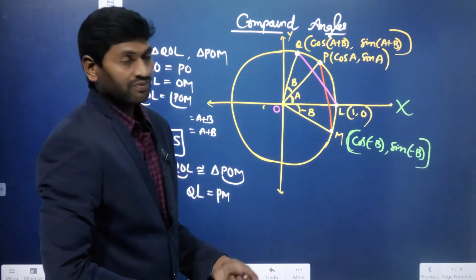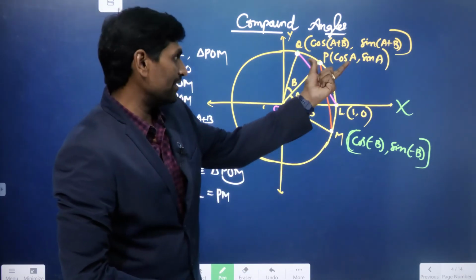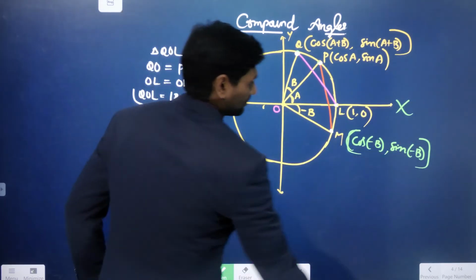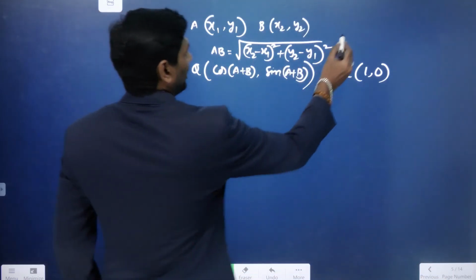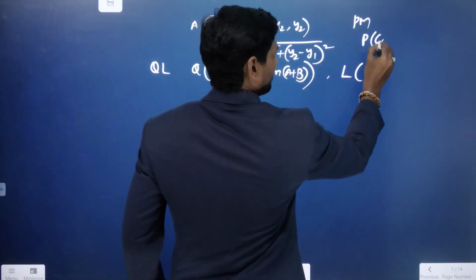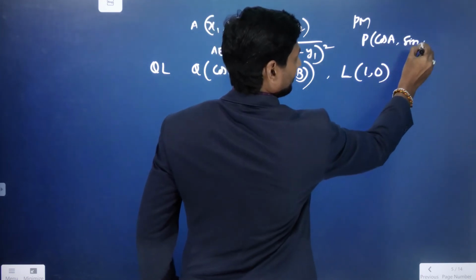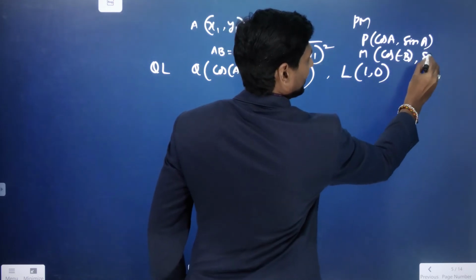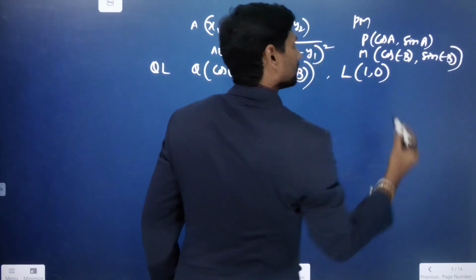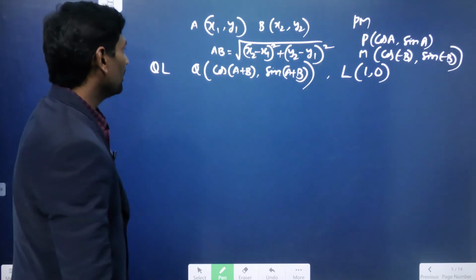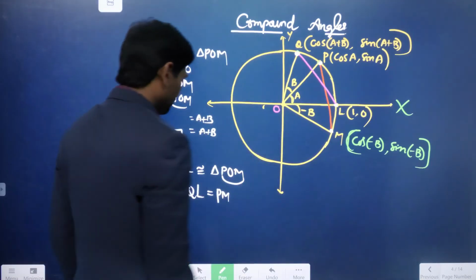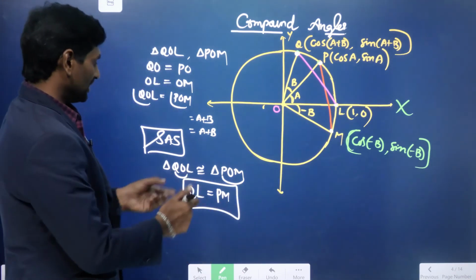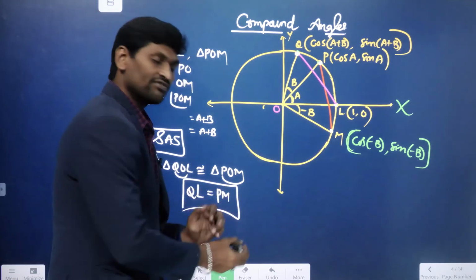Same way, the second one: the distance from point P to M. Point P is cos A, sin A. Point M is cos of minus B, sin of minus B. Now we have decided previously that the QL distance and the PM distance are equal. So the distance from Q to L equals the distance from P to M.